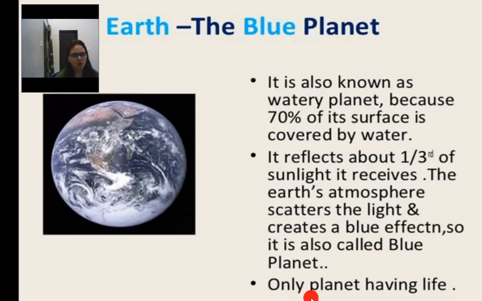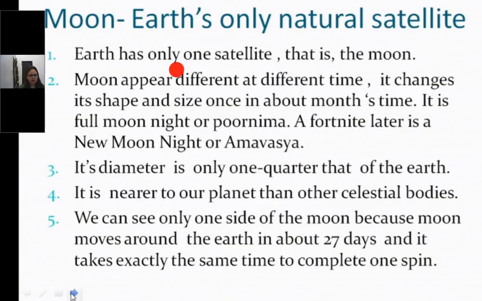We have 4 oceans and 7 continents. Now some more points about the Earth. Earth has the Moon, Earth's only natural satellite. Yes, the Moon is the natural satellite of the Earth. Earth has only one satellite, that is the Moon.